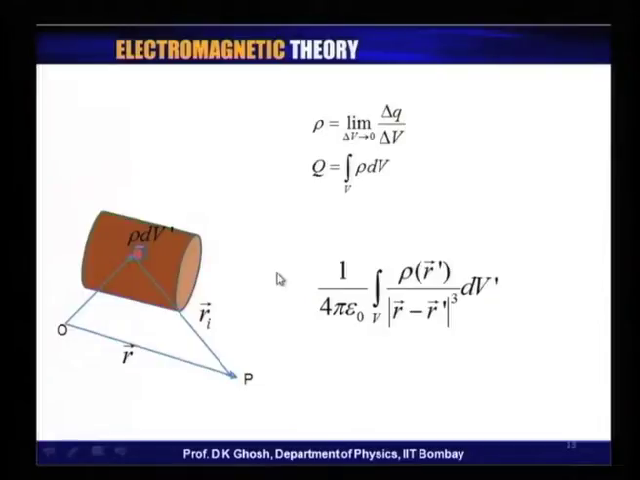What about the volume charges? Now, once again, the volume charges are this. So, this is rho dV. I take a small volume element dV, and once again I am interested in calculating the field at the point P. So, therefore, the amount of charge that is contained in this is rho dV prime. dV prime is the volume element there, and once again I use the same expression.